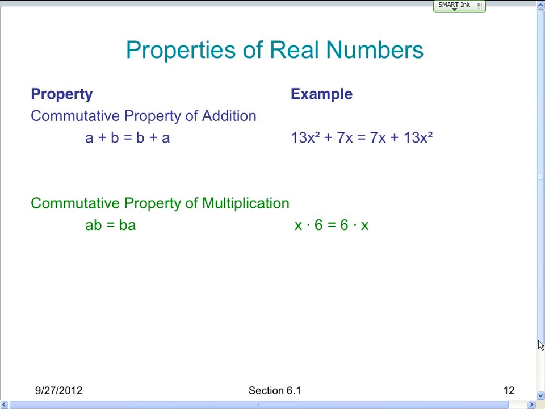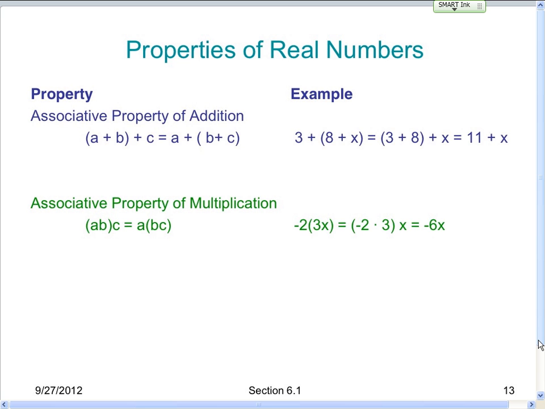Commutative property. Commutative property, they switch places. You know, your morning commute, you go to school and then you go back home, they switch places. Commutative property multiplication does the same thing. They switch places. A times B becomes B times A. Associative property, that's with the parentheses. Associative property says I can either do the A plus B first or the B plus C first and get the same answer. Works with multiplication as well.